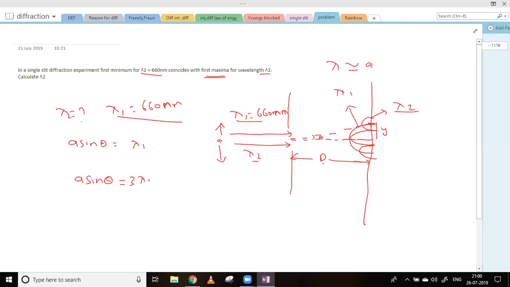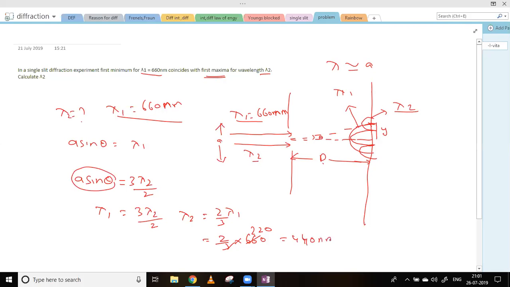This is lambda 2 by 2, okay. That is 3 lambda 2 by 2. Now I can write this a sin theta as lambda 1. That is, lambda 1 is equal to 3 lambda 2 by 2. Then lambda 2 will be equal to 2 by 3 times lambda 1, that is 2 by 3 into 660, that is 2 into 220, equal to 440 nanometers. So the wavelength of this light should be 440 nanometers, such that at this point I'll get the first maximum.